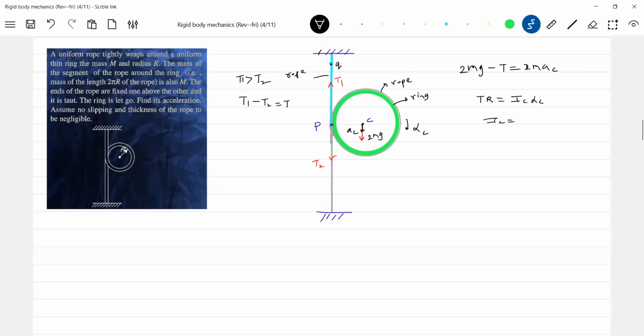What is IC? IC should be equal to 2 times of mr square. Okay, only this much. Why 2? Because both the ring as well as the rope contribute, I will write it.